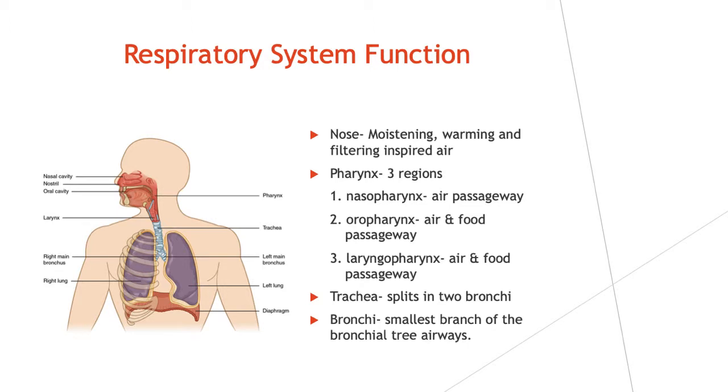The function of the respiratory system includes the nose, the pharynx, the trachea, and the bronchi. The human respiratory system is a series of organs responsible for taking in oxygen and expelling carbon dioxide. The primary organs of the respiratory system are lungs, which carry out this exchange of gases as we breathe.